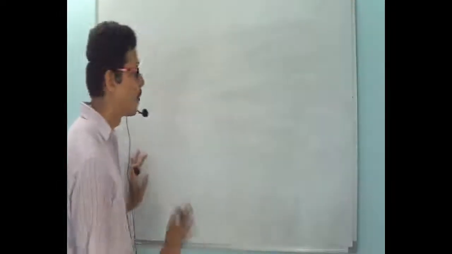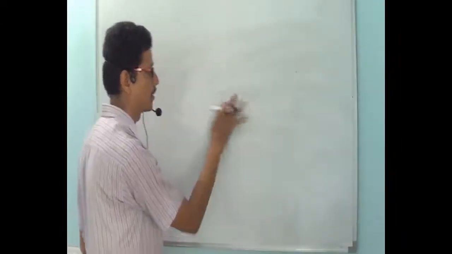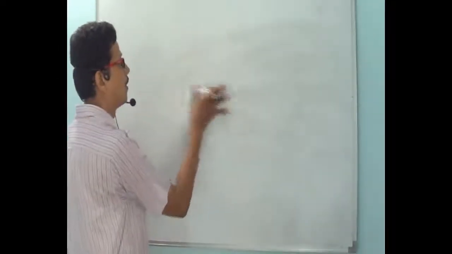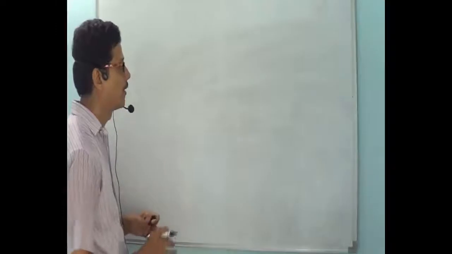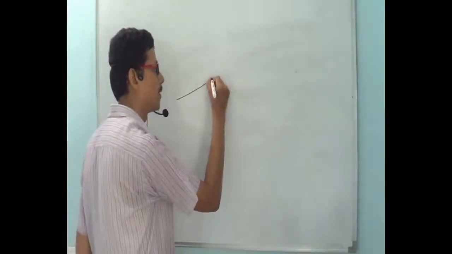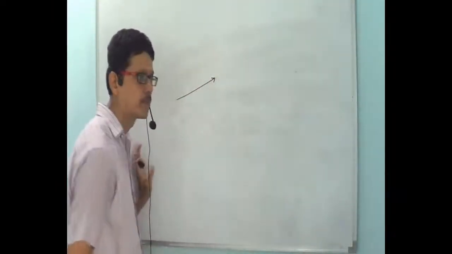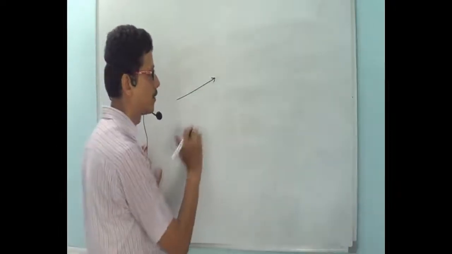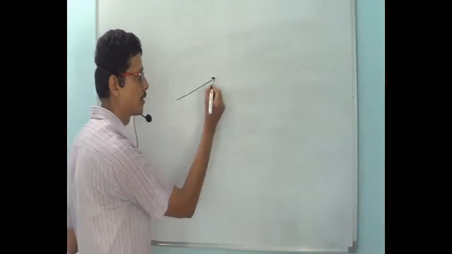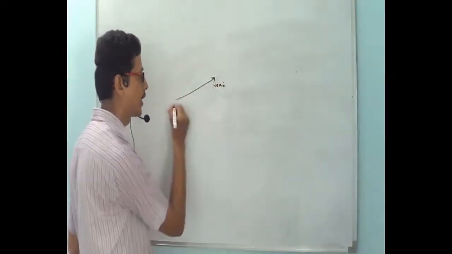Weight is a vector, weight is mg. It is a vector. Weight has direction, downwards. And now any vector is represented by an arrow. The length of the arrow tells its magnitude. And this is direction. We can see the arrow head. This is called the head of the vector, and this is called the tail of the vector.